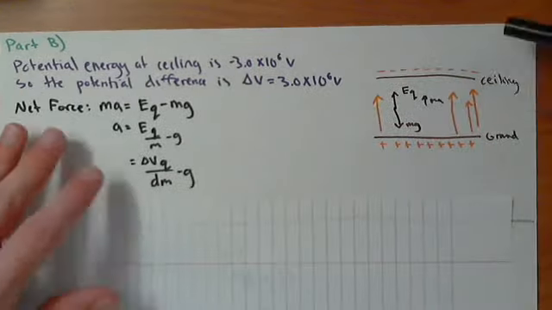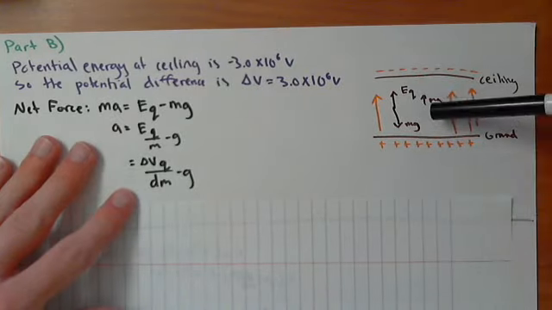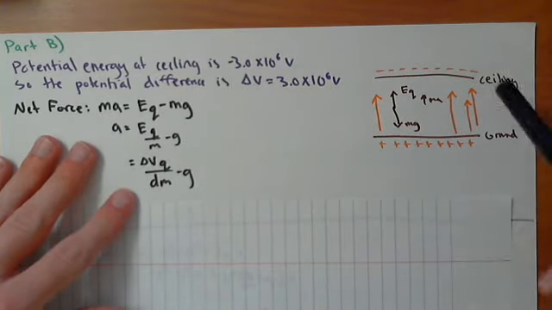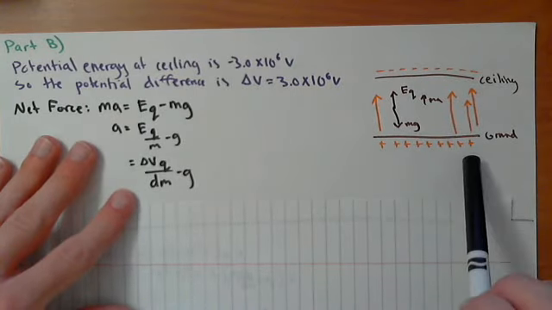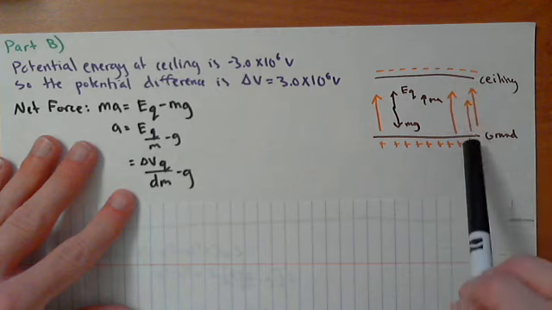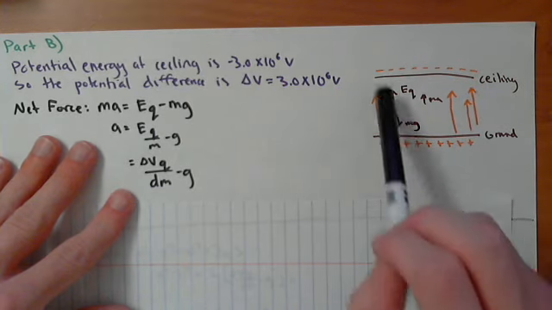And so as you can see here, we once again have the positive charges on the bottom, negative charges on the top, and so the electric field is going upward.